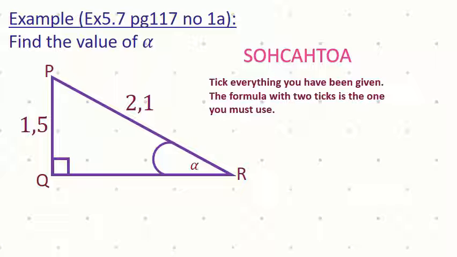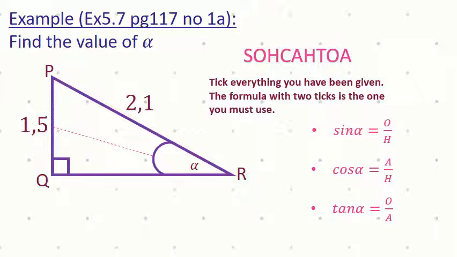Let's tick everything we've been given in one of those three formulae. Okay, so we've been given 1,5, which lies opposite alpha. So any formula that has an O for opposite, I'm going to give a tick. There's the sine alpha formula and the tan alpha formula. They have an O in it. But what is the other piece of information that I've been given? Do you see? It's the side that lies opposite the 90 degrees. It's the hypotenuse. So let's go tick every formula that has an H for hypotenuse. Now the formula with two ticks is the one we must use.